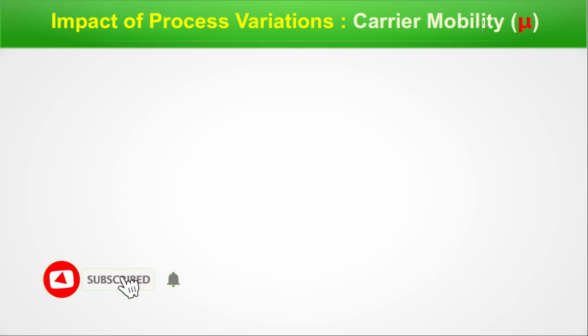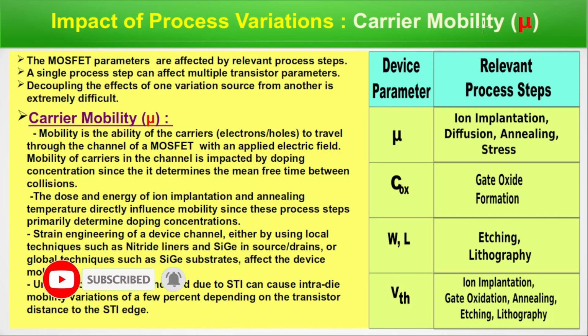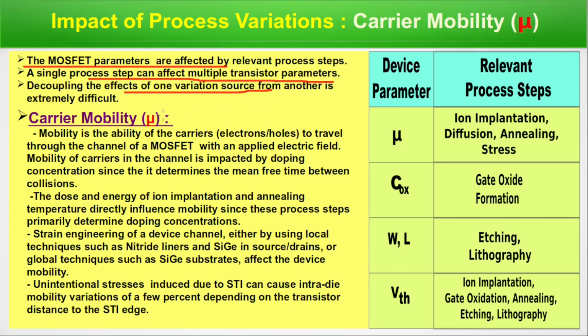Impact of process variations on carrier mobility. So the MOSFET parameters are affected by relevant process steps. A single process step can affect multiple transistor parameters. Decoupling the effects of one variation source from another is extremely difficult. Look at this chart, we can easily understand that. Mu, that is mobility, is impacted by ion implantation, diffusion, annealing and stress.